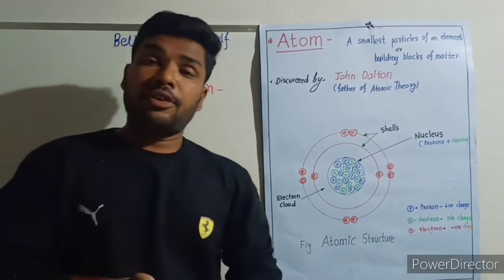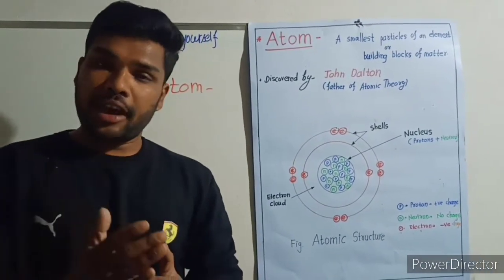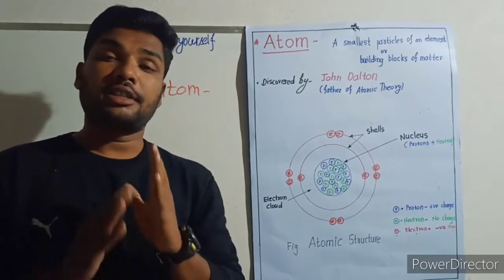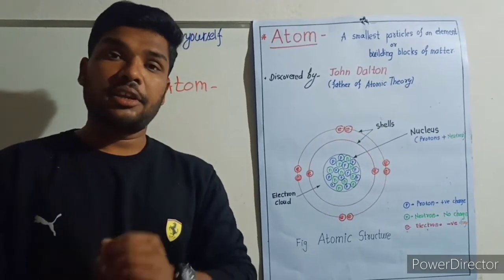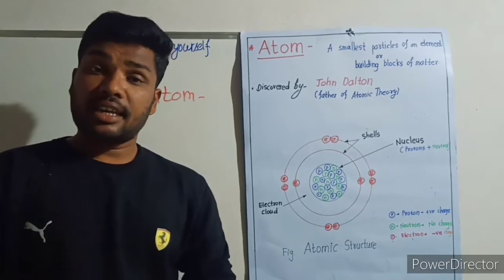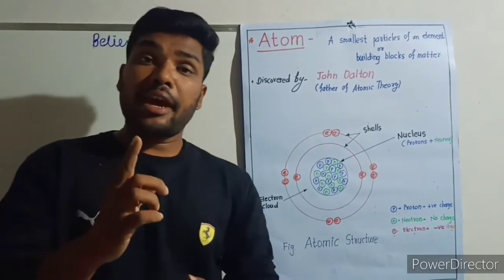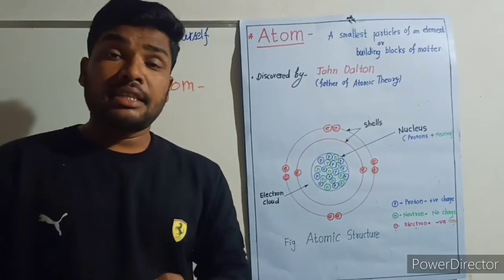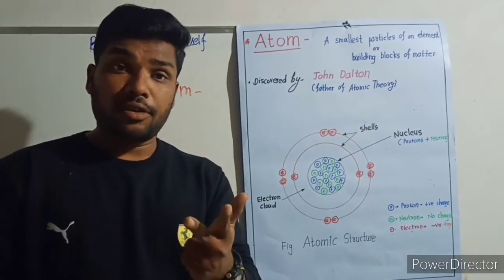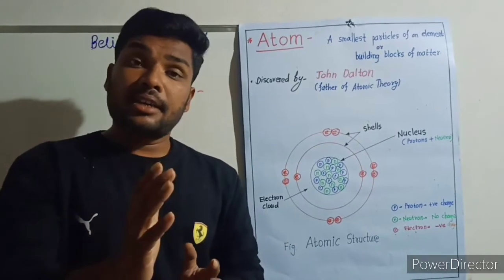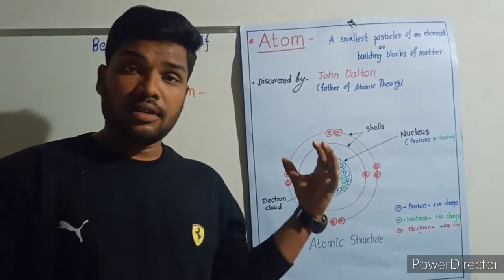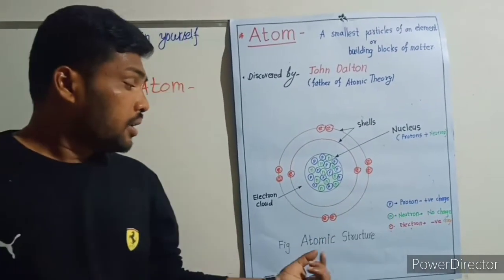Now, atom has one specific structure. Every atom contains three main elements or three particles. These three particles are protons, neutrons, and electrons. I repeat, every atom contains three main particles. These are protons, neutrons, and electrons. And these three particles has a particular place in the structure. You can see atomic structure.